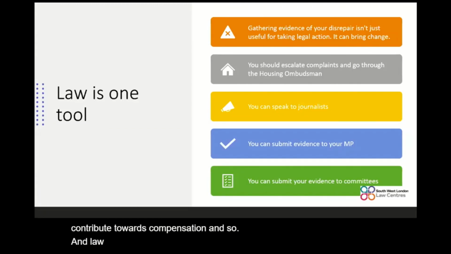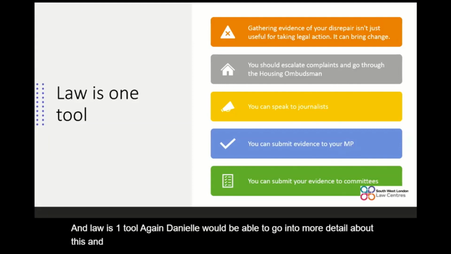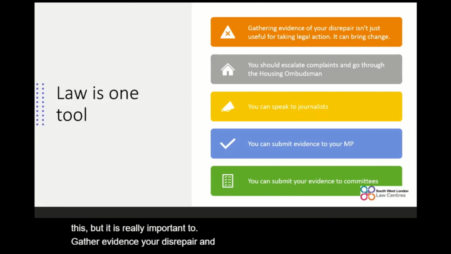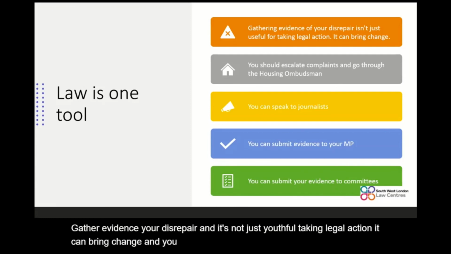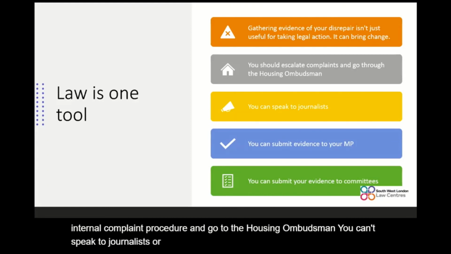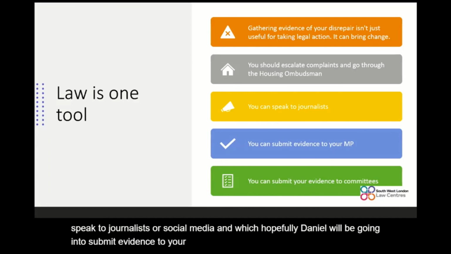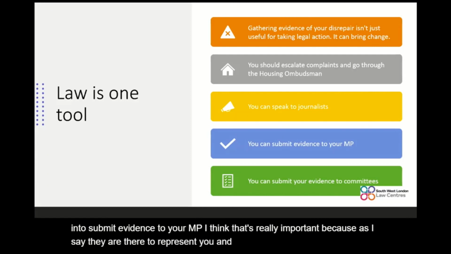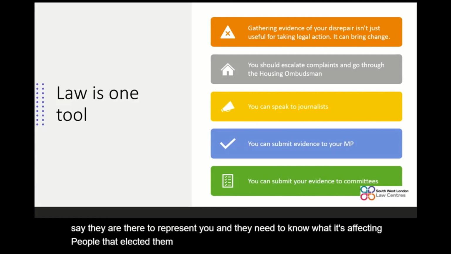Law is one tool. Again, Danielle would be able to go into more detail about this, but it is really important to gather evidence of your disrepair, and it's not just useful for taking legal action, it can bring change. And you should escalate the complaints, so go through the internal complaint procedure and go to the Housing Ombudsman. You can speak to journalists or use social media, which hopefully Danielle will be going into. Submit evidence to your MP. I think that's really important because, as I say, they are there to represent you and they need to know what's affecting the people that elected them. You can submit evidence to committees.